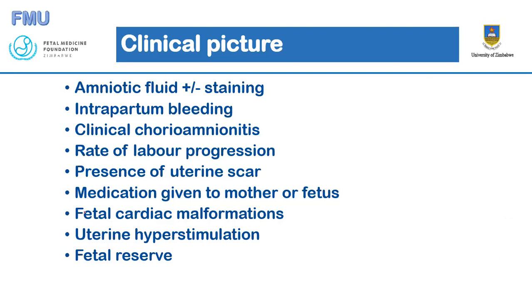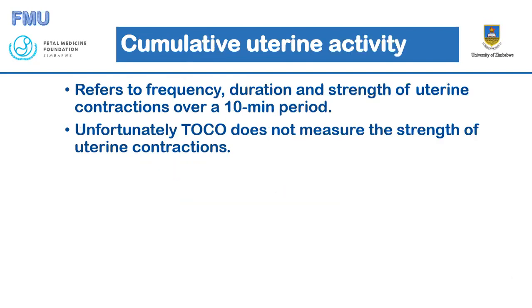The clinical picture in which you are interpreting the CTG is very, very important, as you will see when I discuss some specific conditions. The uterine activity: I've already told you that we are not really measuring uterine contraction per se, but the changes caused by uterine contractions on the woman's anterior abdominal wall. So it's an indirect assessment of the uterine contractions.